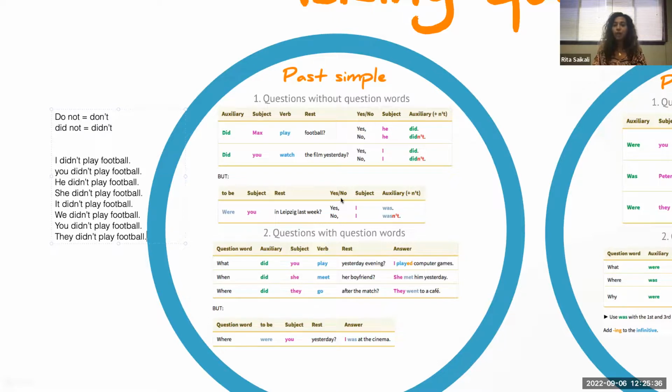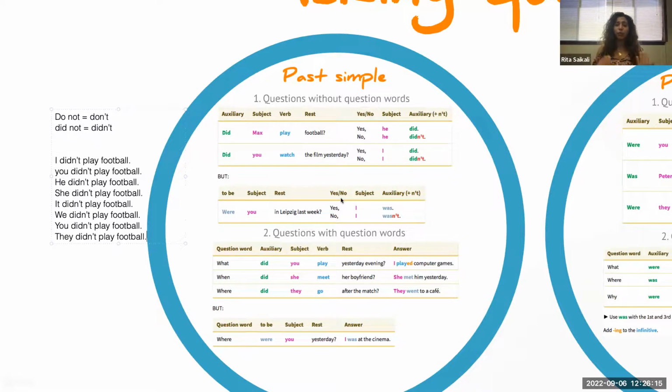All right. So if we are asking a question not about an action, for example, were you in Singapore last week? Yes, I was, or no, I wasn't. Then we use the verb to be, just like we would in simple present, except now it is in simple past. So now it's the past tense of the verb to be. Cool?